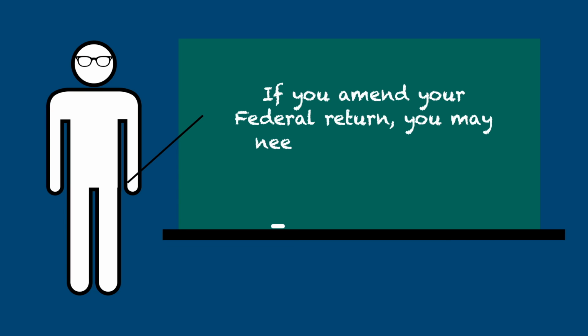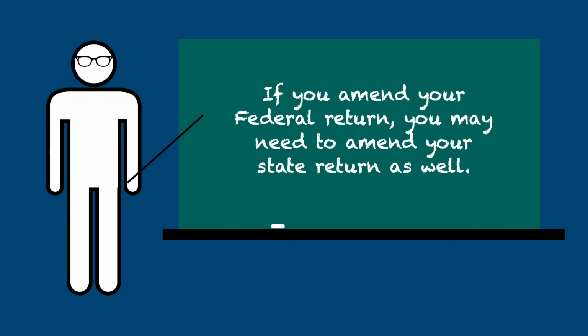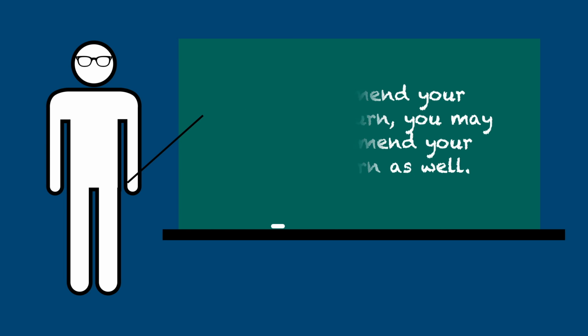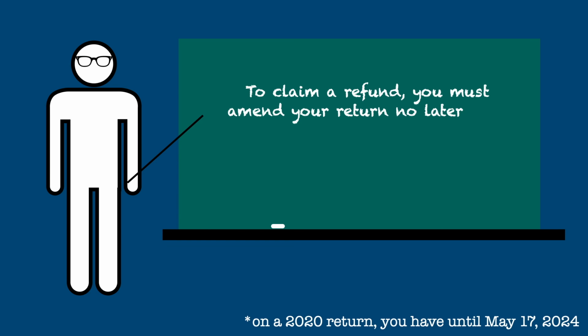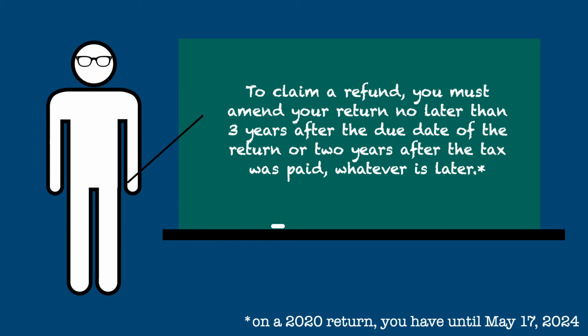Texas has no personal state income tax, so Terrence doesn't need to amend his state return, but that might not apply to you. Check with your state to see what's required. To claim any refunds, you must amend your return no more than 3 years after the due date of the return, or 2 years after the tax was paid, whichever is later.